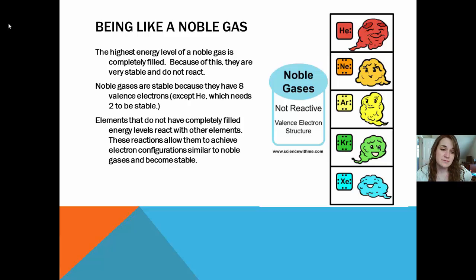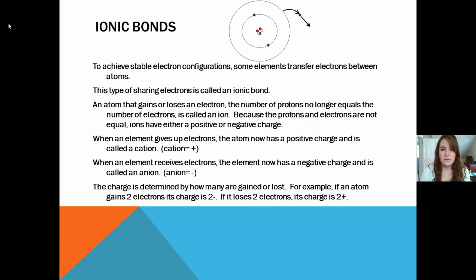Elements that are not completely filled are kind of like jealous of the noble gases. They want to be like them. They want to be stable. So what they do is they go through reactions and work with others to really get them to that point. They want to fill up so that they can be similar to the noble gases. They want to get that 8.